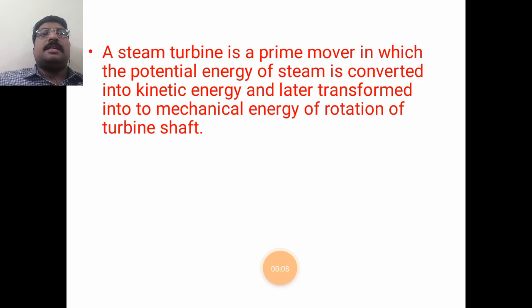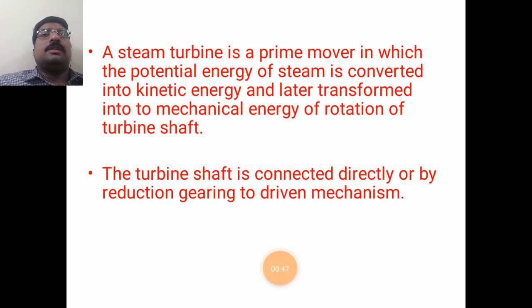A steam turbine is a prime mover in which the potential energy of steam is converted into kinetic energy and later transformed into mechanical energy of rotation of the turbine shaft. By means of a nozzle, a steam jet strikes the turbine blades, and the potential energy is converted into kinetic, that is rotational, energy, which is then transferred to the shaft. In the shaft, the mechanical energy is produced.